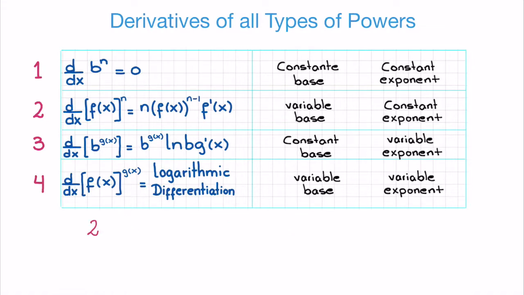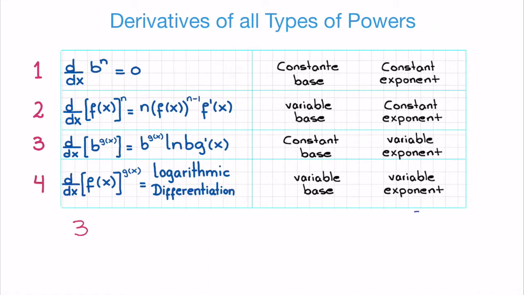The second type is a function to a number. This is the one we have worked the most, and they look like x to the fifth power, x to the fourth power, 3x squared plus 2x plus 1 to the 10th power, cosine x to the fourth power, or ln x to the fifth power. All of those have a variable base and a constant exponent.